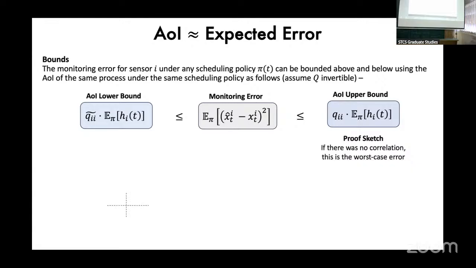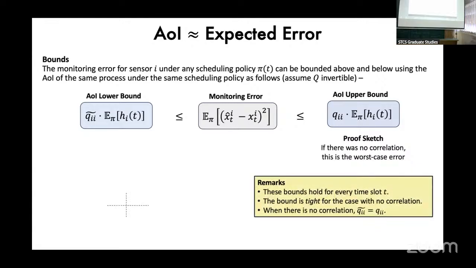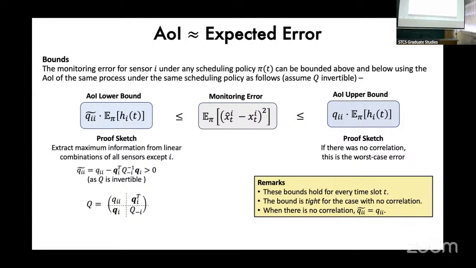So if there was no correlation, this is the worst case error, as I just established. And basically what this tries to do is split the covariance matrix Q into two parts: Q_ii, which is the variance in your own dimension, Q_-i, which is all the parts that you don't know, and then Q_i transpose and Q_i, which is the covariance between you and all the other dimensions that you could have observed. And what we try to do is understand how much information you could have gained from all of these other sources. If you could add all of that up, so you could observe all of the other sources instead of just one, how much information could you have gained? That scales as Q_ii tilde, which is what we have defined here.